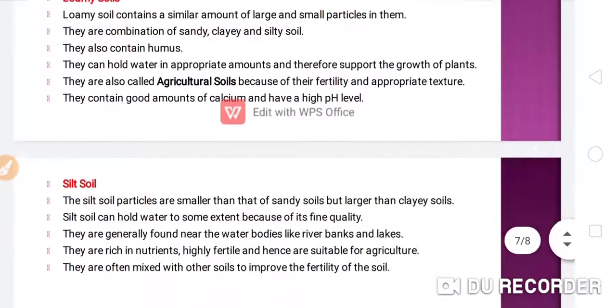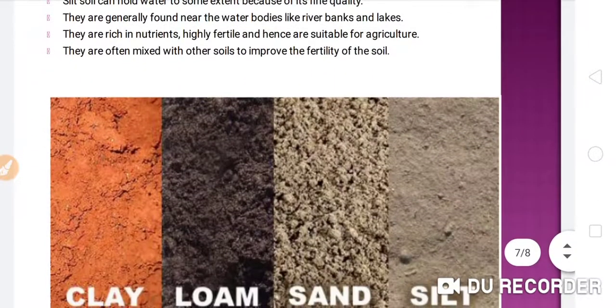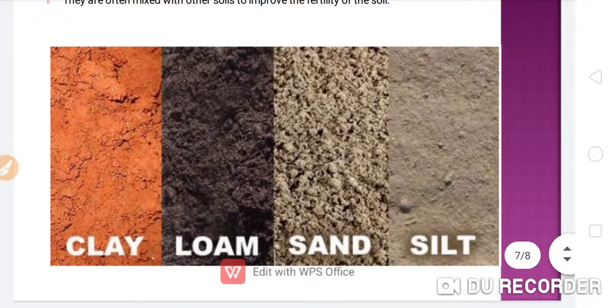With this kind of soil we have discussed all four types of soils. And in this figure you can see the different kinds of soils having different textures as well as sizes of particles. You can see here is clay soil, which is yellowish. The second one is loam soil, which is the dark soil, then sand soil and silt soil. So these are all the different kinds of soils which we have discussed.